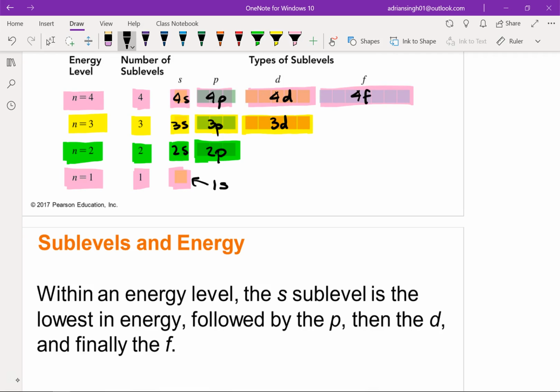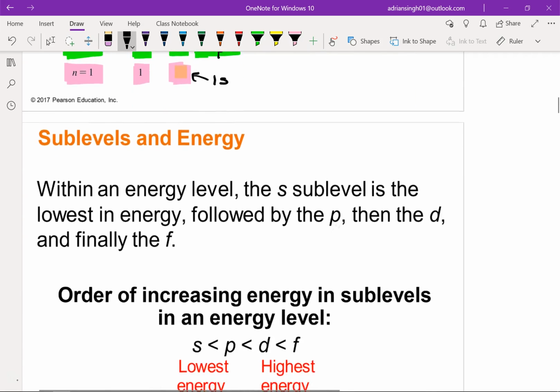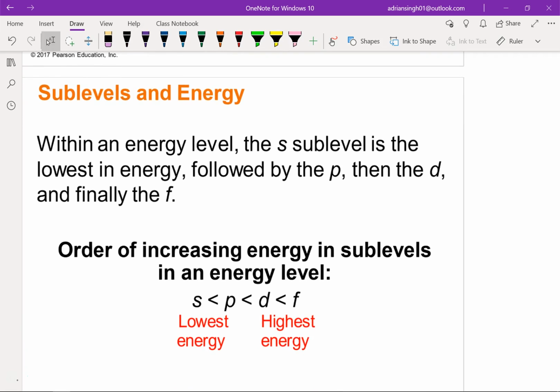All right, so the energy level that we're dealing with actually tells us how many of those sublevels we have, and we always start with the S first, and then we go S, P, D, F, depending on how many sublevels we contain. So within those energy levels, we have these sublevels, either one or more of them if they're present. So if we have these different sublevels, S, P, D, and F, they actually don't have the same energy.